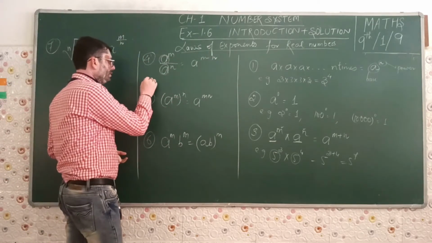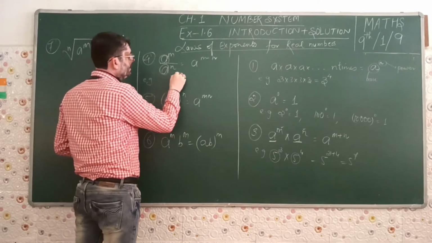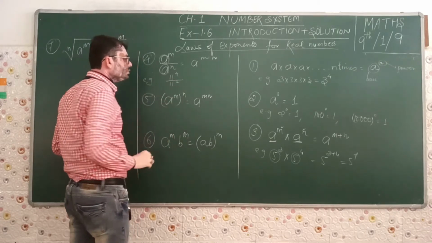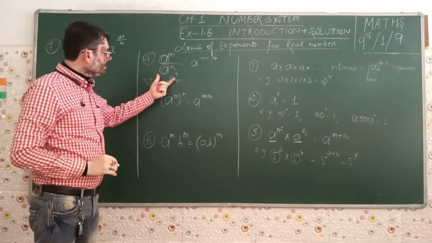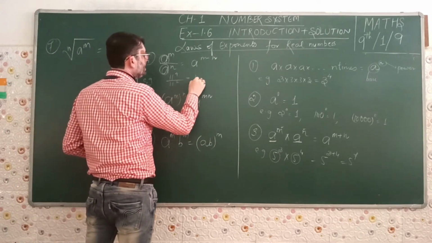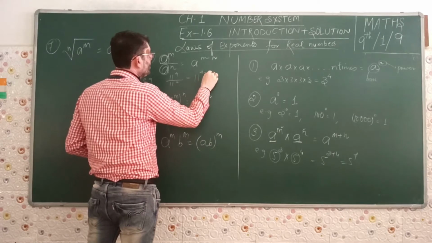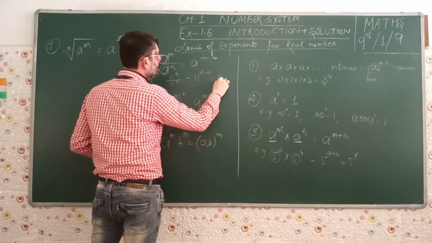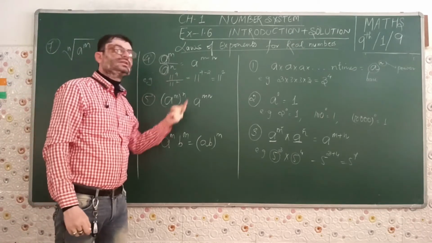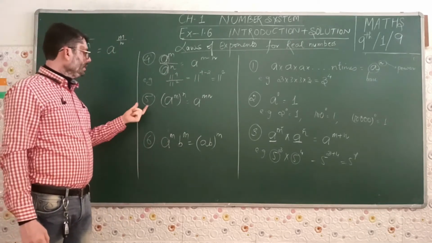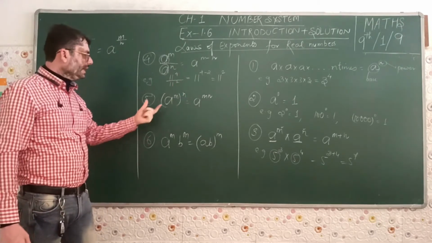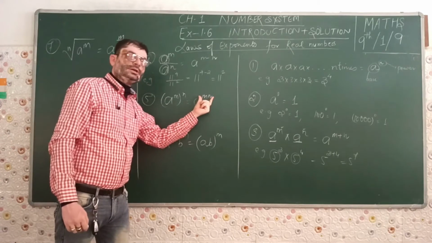Let us take an example also. Suppose we are given here 11 to the power 4 divided by 11 to the power 2. This can be written as 11 to the power 4 minus 2 and can be written as 11 to the power 2. That means the powers are subtracted, keeping the base to be same. Next, A to the power m whole to the power n, that will be A to the power m into n.